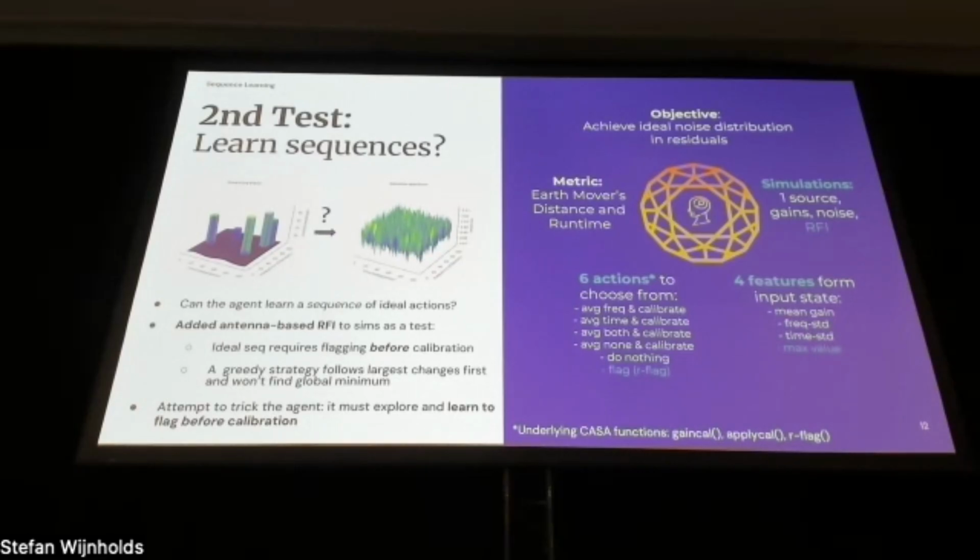And to do this, we adapted what we gave it before. The simulations now had RFI in them. We gave it an extra input feature from the simulation, which was just what the max value was. And then we gave it an additional action that it could play with, which was flag. And this was based on CASA's rflag algorithm.